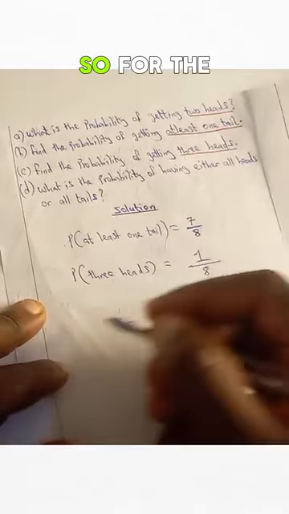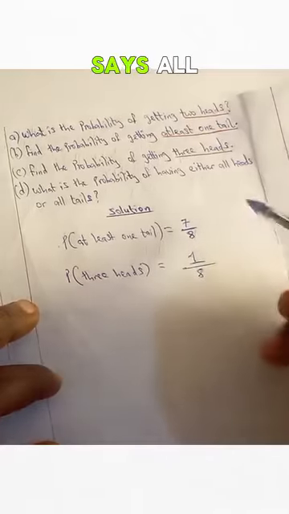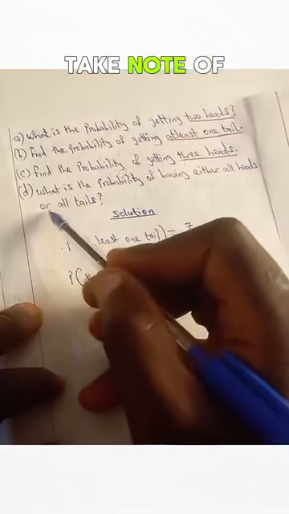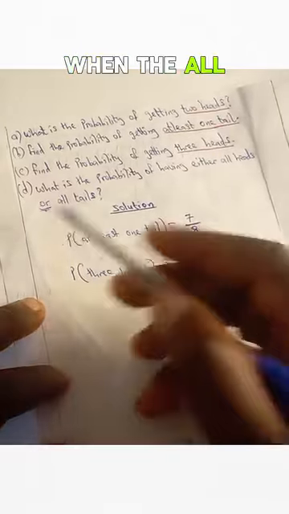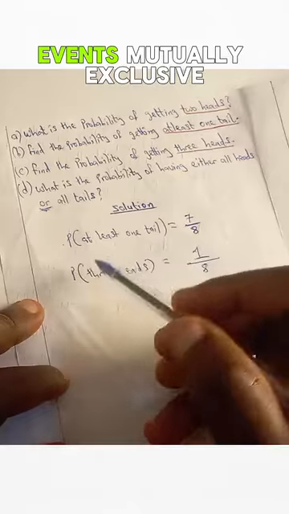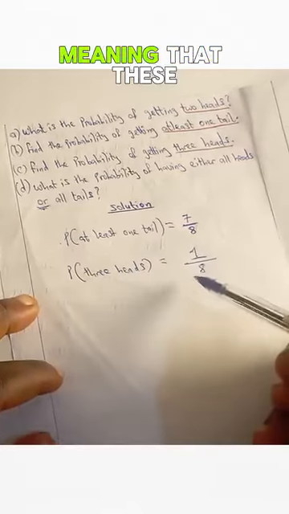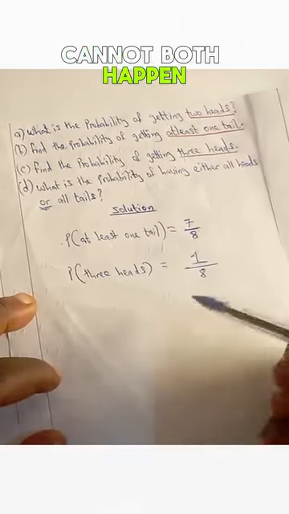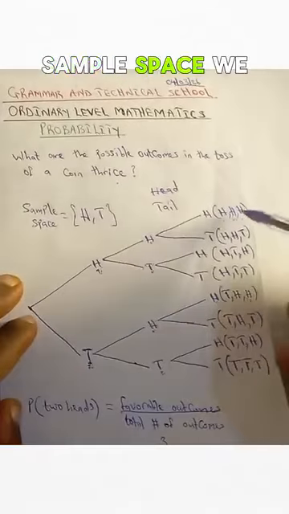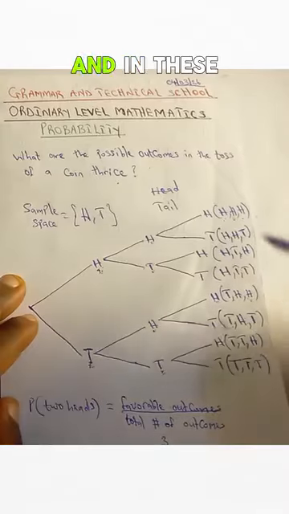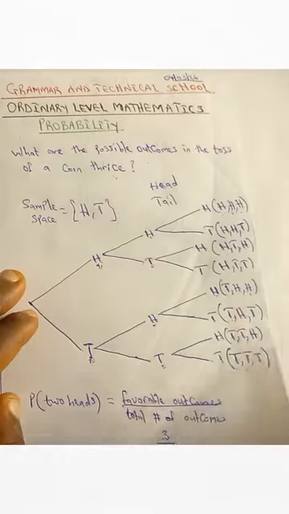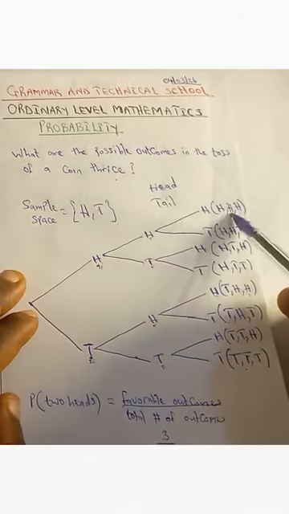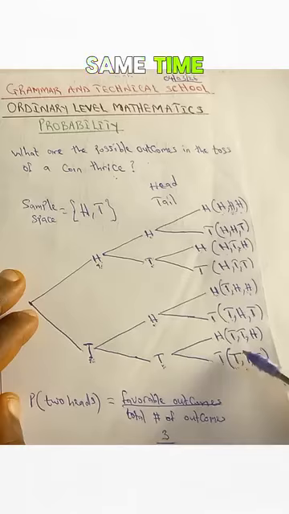And the last one says, what is the probability of having either all heads or all tails? Take note of this word or here. When the word or is used, we call those events mutually exclusive events, meaning that these events cannot both happen at the same time. In these 8 events, you can either have 3 tails or you can have 3 heads. You cannot have both at the same time.